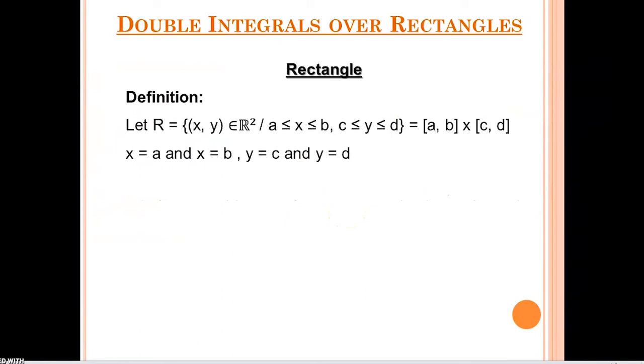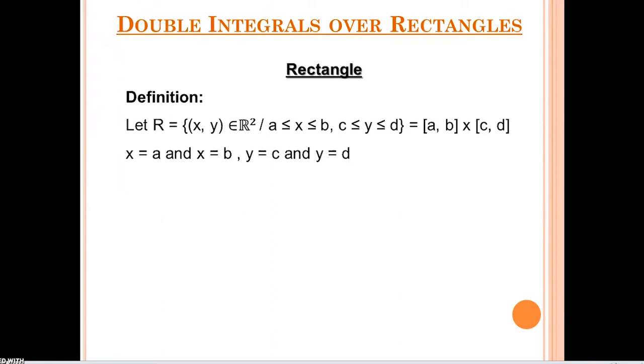So before going for double integrals over the rectangle directly, we need some terms and some preliminaries. We are going to study those terms, and then we will arrive at the definition of double integrals. First of all, we need a domain. That domain, from now on, is the rectangle.